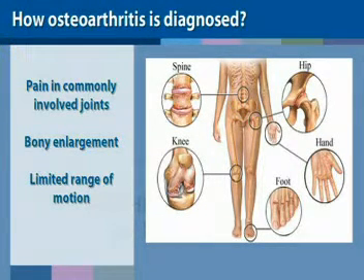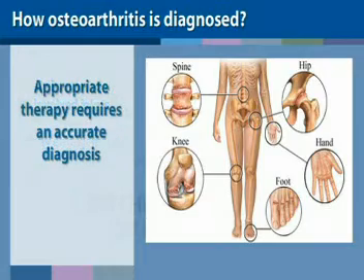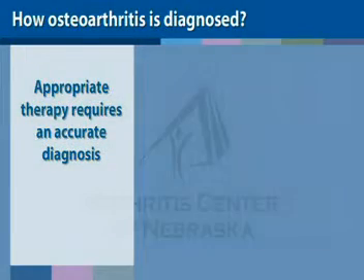Malalignment of the joint, crepitus, which is a gravelly noise on joint motion, joint warmth, and joint swelling may also occur. Since osteoarthritis is so common, it may be present simultaneously with other types of arthritis. There are more than 100 diseases that cause arthritis and other potentially disabling disorders of the joints, muscles, and bones. Appropriate therapy requires an accurate diagnosis.